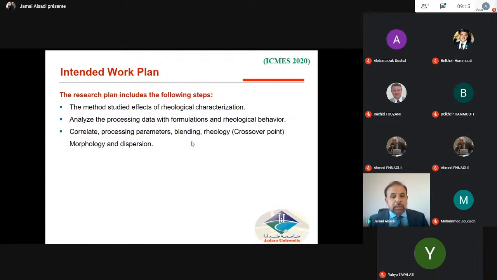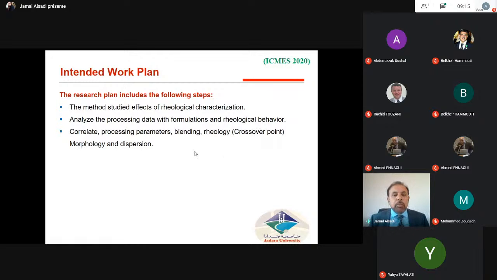So in our work, we will study, as I said, the rheological characterization, and we will analyze the processing data we get from the rheological test. At the end of the project, we will correlate all results of the processing parameters, blending, and rheology, and we will concentrate on the crossover point. We will show it in the graph.